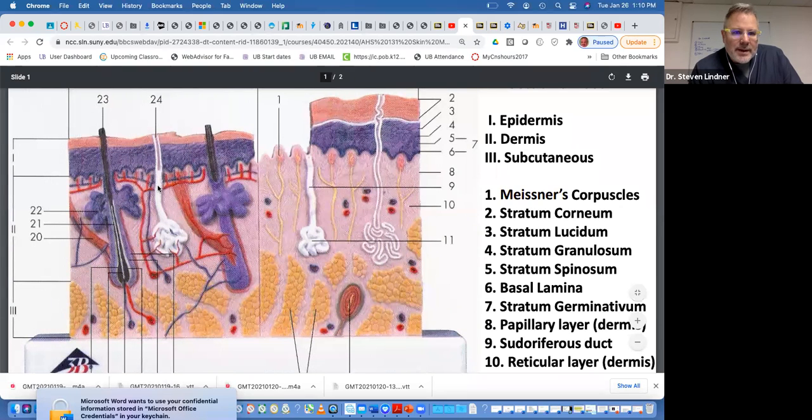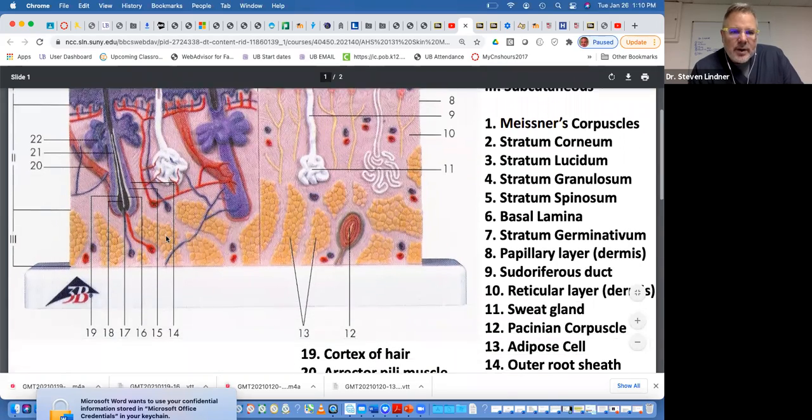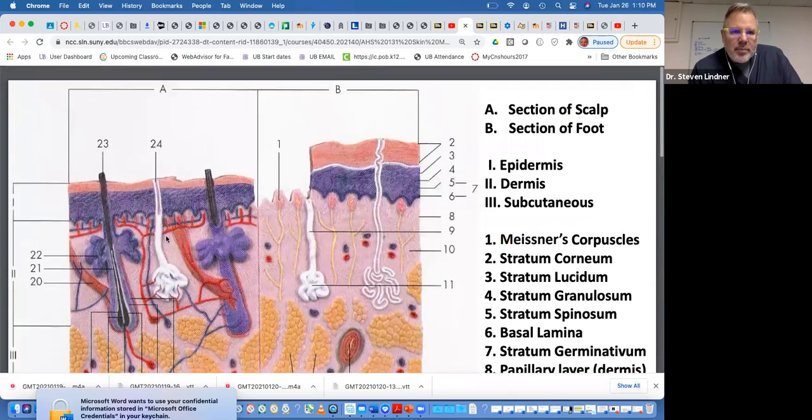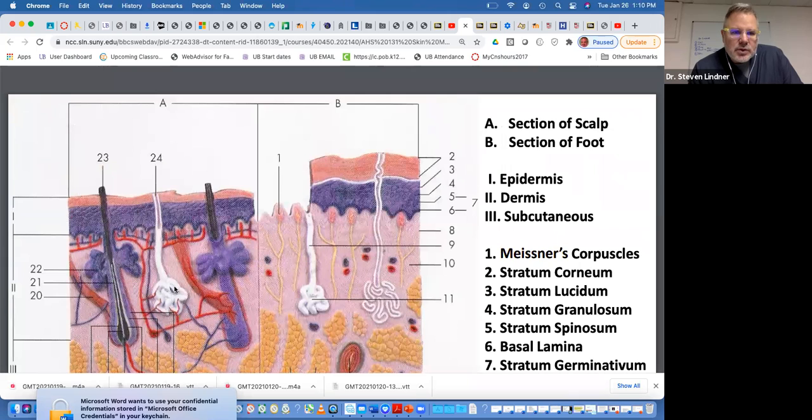Well, what about the white one next to it? If this is the oil gland, what's this? Well, the white balls right here, these are the sudoriferous glands. These are your sweat glands. So number 24 is your sweat pore. So sweat moves up and is released through the skin through here to cool off the body.